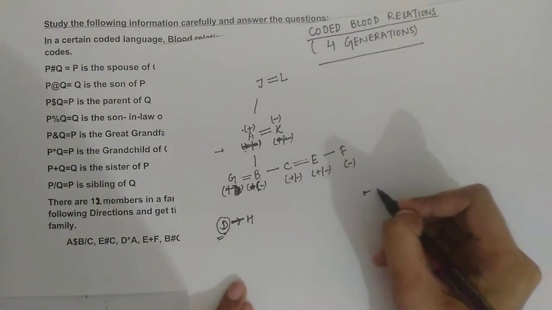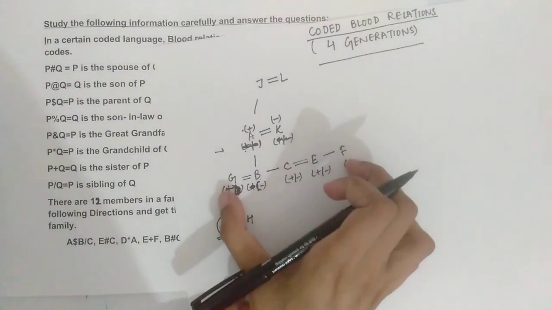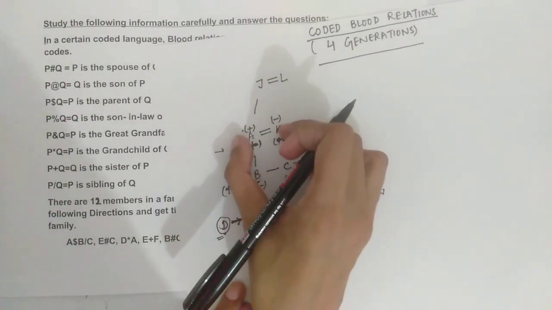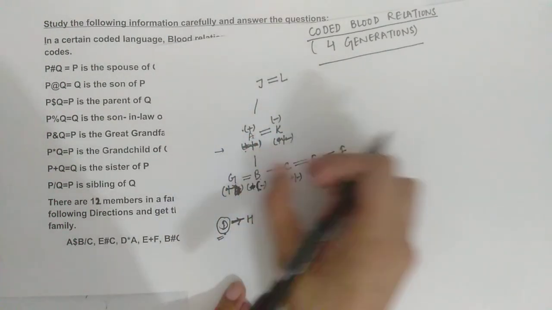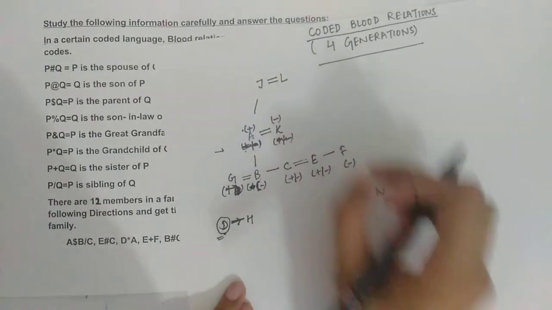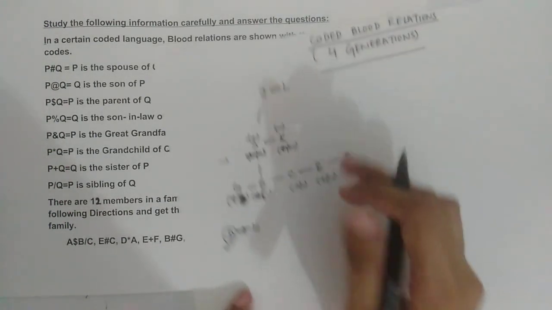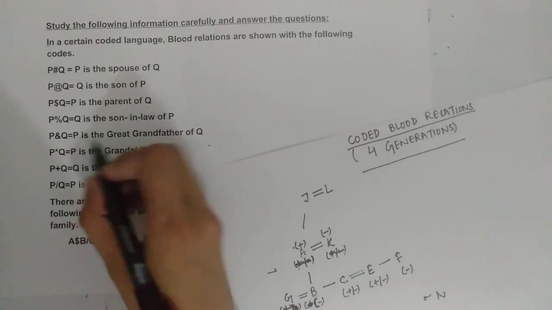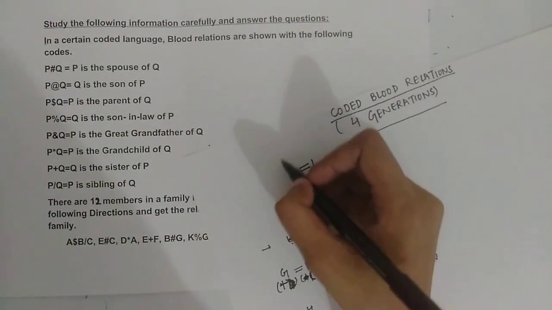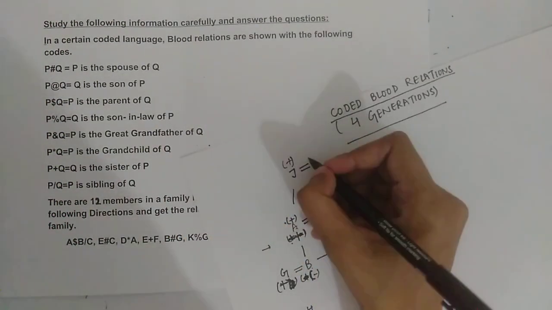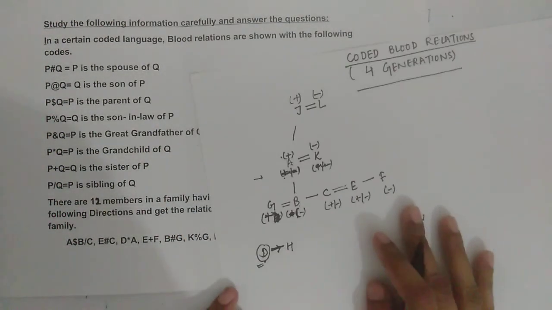Fine. If N will come here, this generation will be N's father. This generation will belong to N's grandfather and this generation will belong to N's great grandfather. So as it is given that J is the great grandfather of N, we know the gender of J. J is male, so this has to be female.